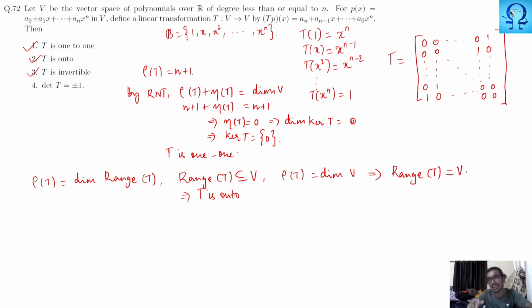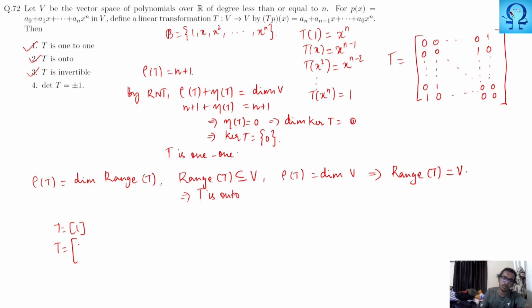If you can directly calculate the determinant of this matrix, this is quite fine. If not, just try by an induction hypothesis. First of all, let me consider only the constant polynomials present inside V. In that case, my T would be simply a matrix with 1. So the determinant is 1 here.